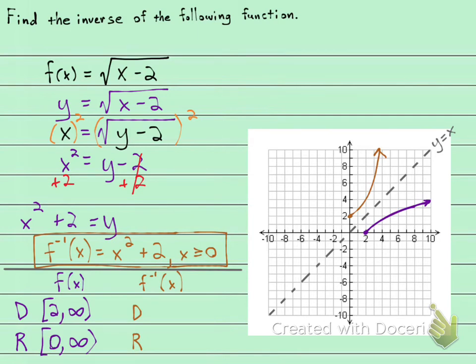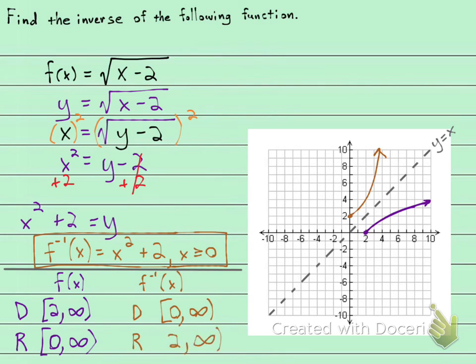If you look at your orange inverse function, you will see that the domain, all your x values, starts here at 0 and goes to the right forever. So 0 to infinity. And the range is how high up and down it goes. We don't have anything down here. It starts at 2 and goes up forever. So that is 2 to infinity.